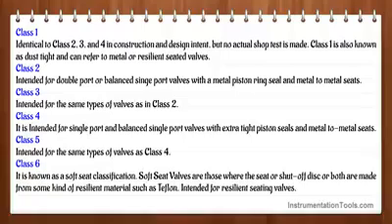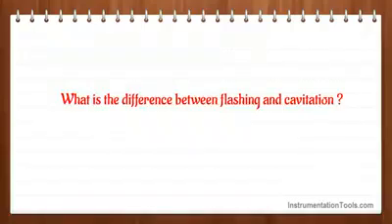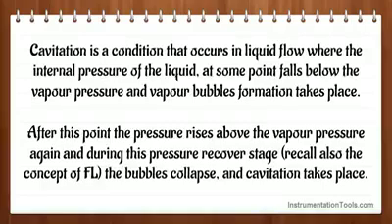What is the difference between flashing and cavitation? Cavitation is a condition that occurs in liquid flow where the internal pressure of the liquid at some point falls below the vapor pressure and vapor bubble formation takes place. After this point the pressure rises above the vapor pressure again, and during this pressure recovery stage, recall also the concept of flow recovery, the bubbles collapse and cavitation takes place.